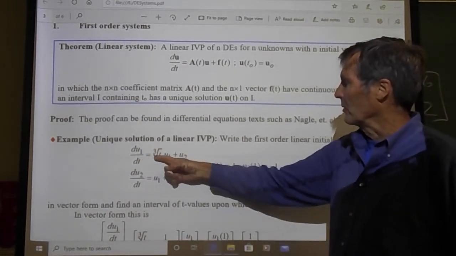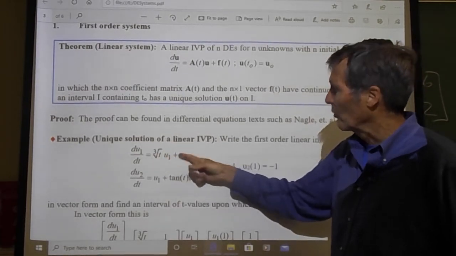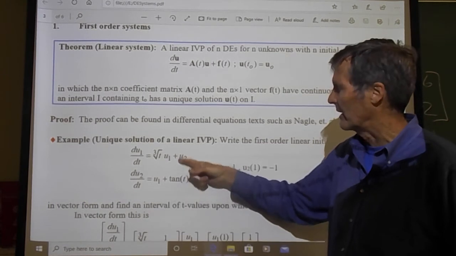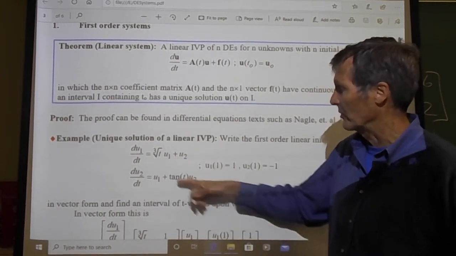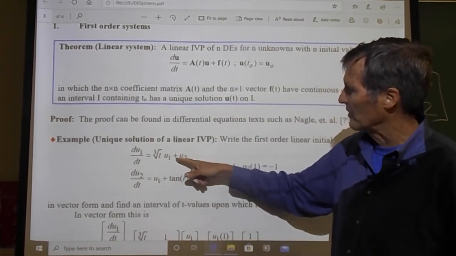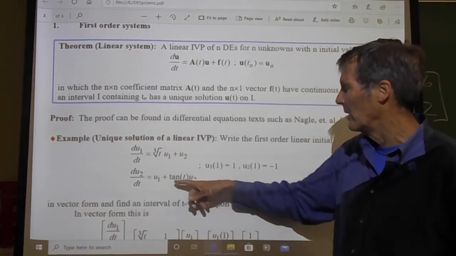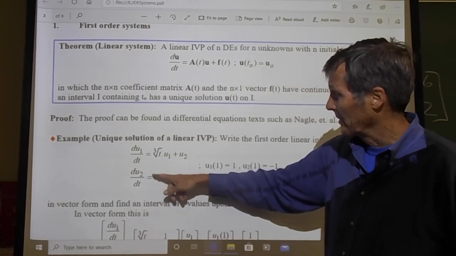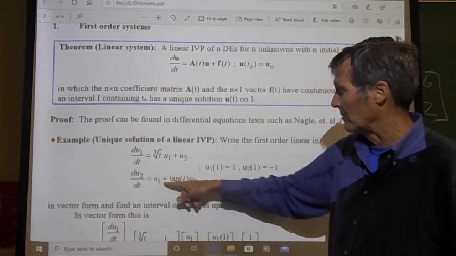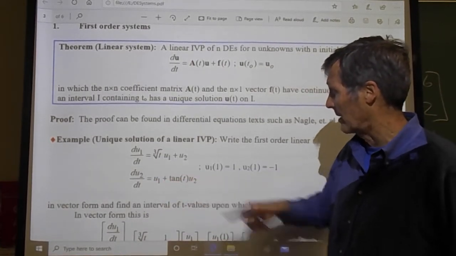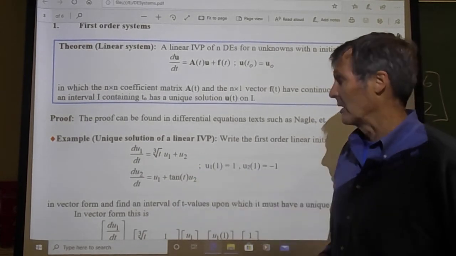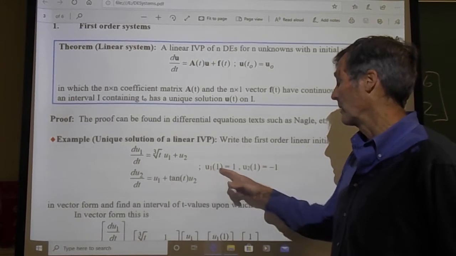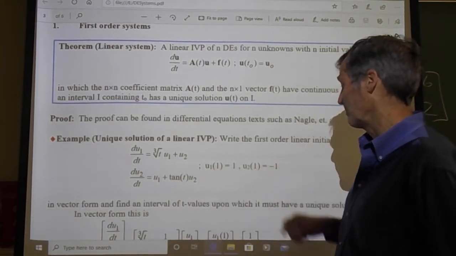du1/dt equals a function of t times u1 plus a function times u2. When I think of 1 as a function of t, it doesn't have to have t in it. It just means it doesn't depend on the u. So here's a function of t times u1 plus a function possibly of t times u2 is du1/dt, and then du2/dt is a function of t times u1 plus a function of t times u2. This is a system of two linear equations and two unknowns. Here are your initial values: u1 of 1 equals 1, u2 of 1 equals minus 1.